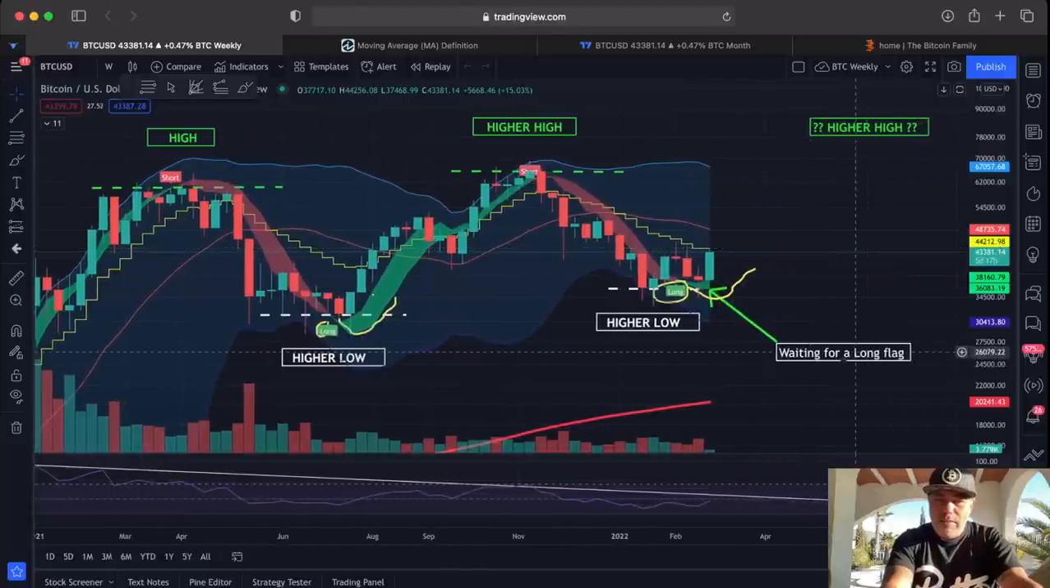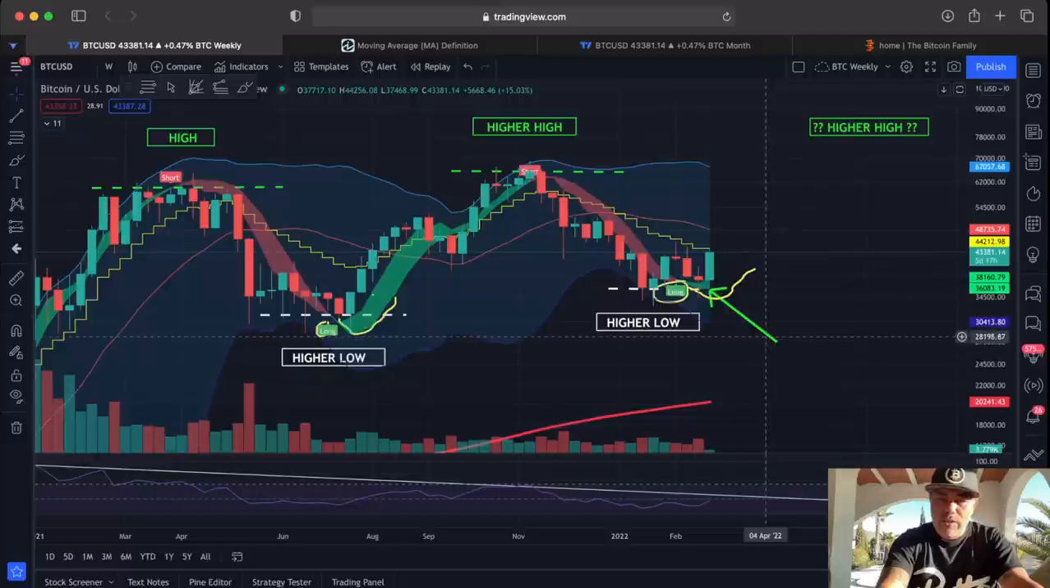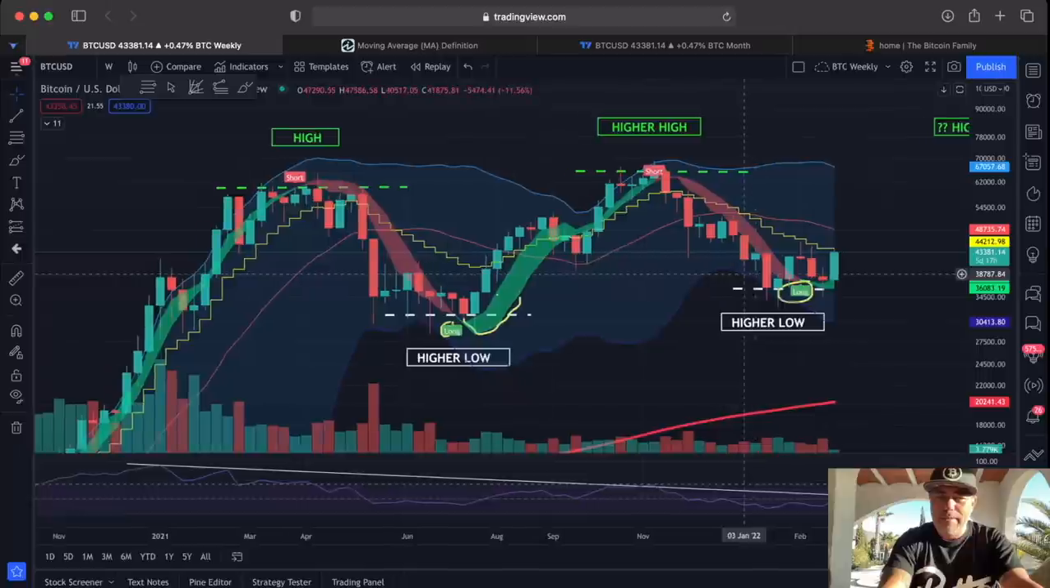This now, I can delete it because we have a definite long flag. So that one can be gone. And I said it could be going lower and then up. But now this weekly candle is bamming it.